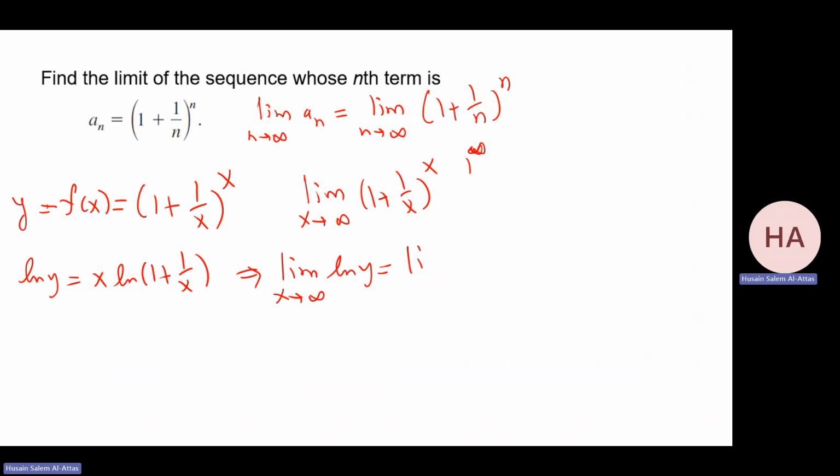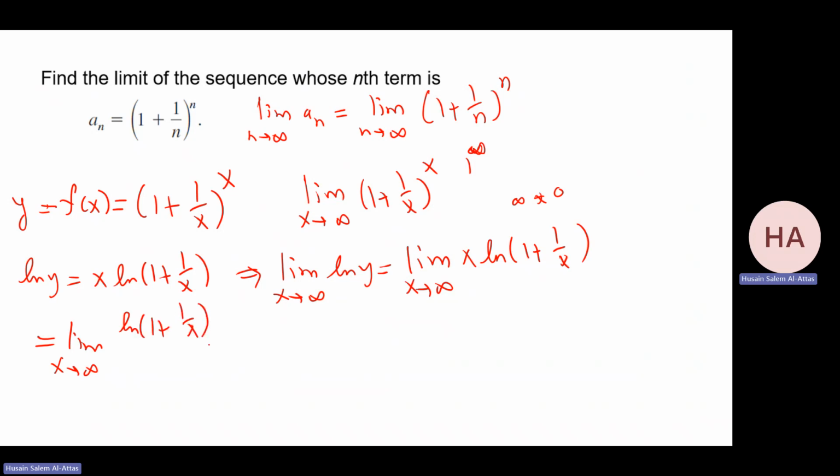That will be the limit as this goes to infinity of what? x ln(1 + 1/x). If you do that, you have infinity times 0. So what I will do, I'll take x to the denominator. I have 0 times infinity or infinity times 0. So I have ln(1 + 1/x) over 1/x. Okay, now I have 0 over 0. Apply L'Hopital's rule. Now it's ready.